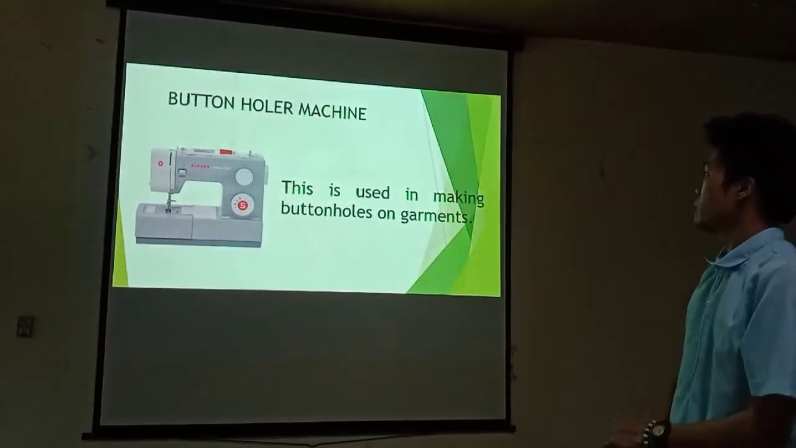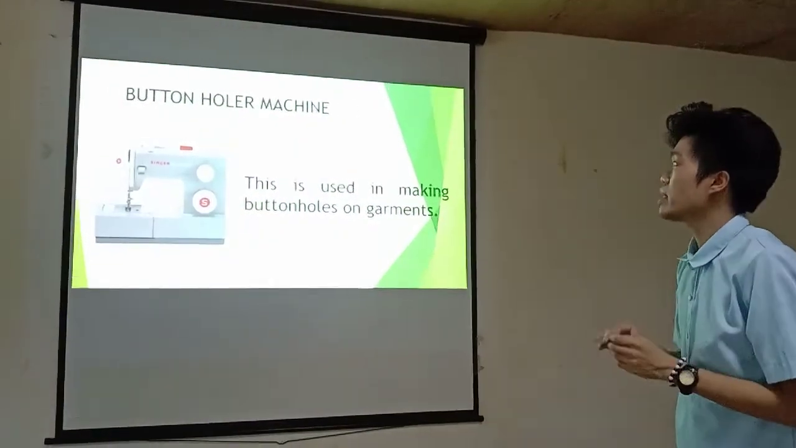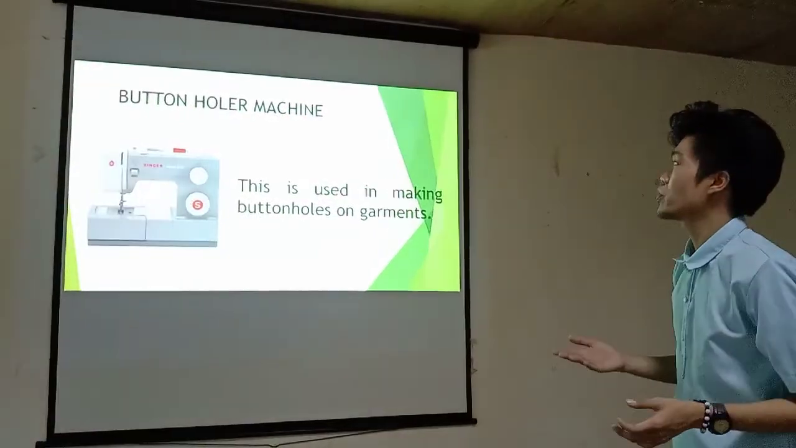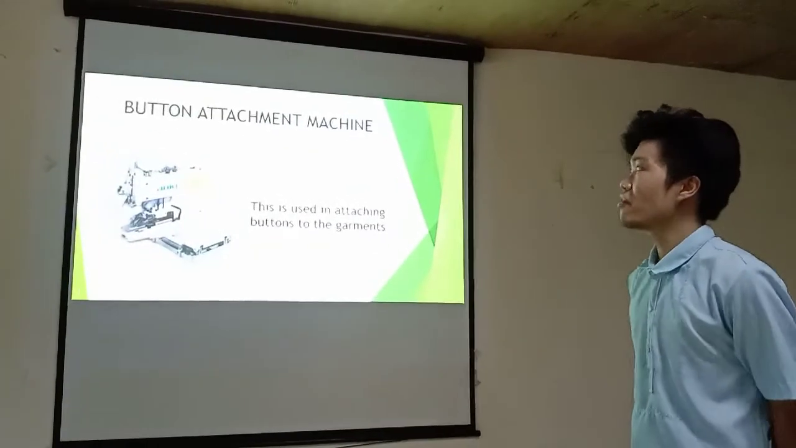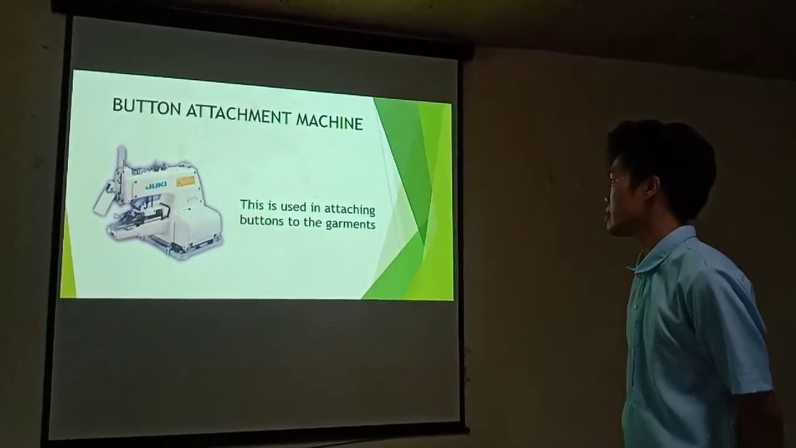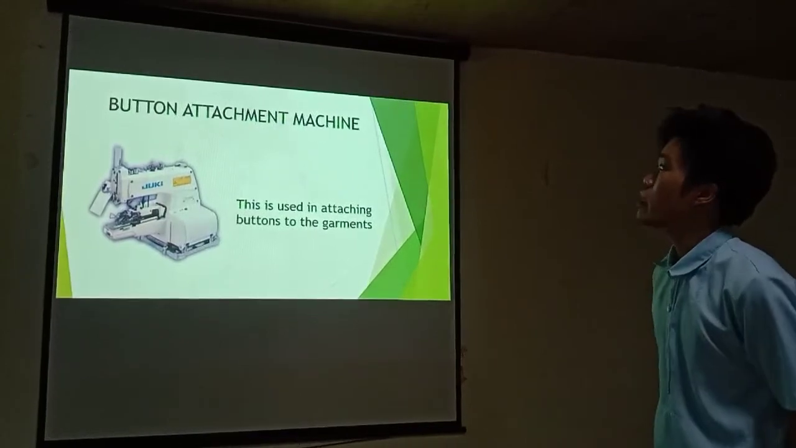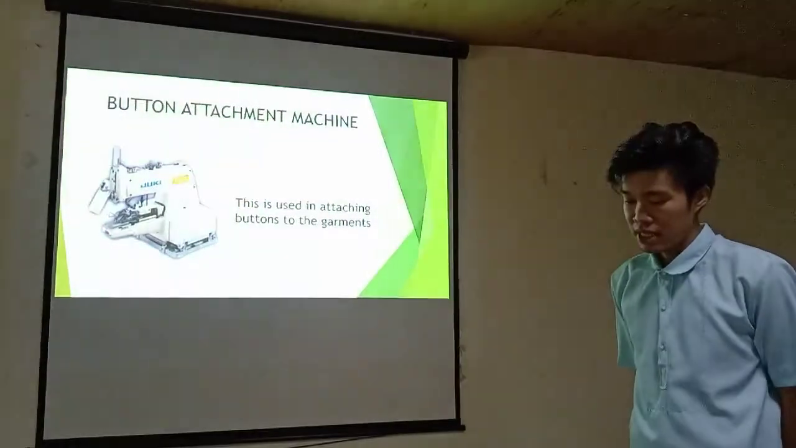Next, we have the buttonholer machine. This is used in making buttonholes on garments. Have you seen your uniform? If you can see the buttonhole, it was done by the buttonholer machine. Next, we have the button attachment machine. This is used in attaching buttons to the garments. So if we have a buttonholer, we also have a button attachment machine.